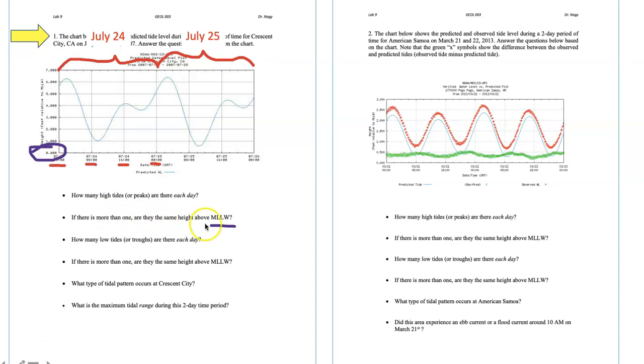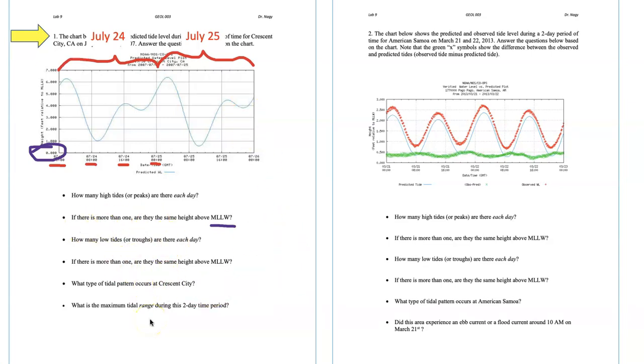The next part asks if there's more than one, are they the same height above the MLLW, which you defined on the first page? In this case, the MLLW is going to be the 0 foot mark here. Basically, it's a line that's considered the 0 mark, and then the tidal height is measured above the 0 line. So go ahead and answer these different questions about this diagram.